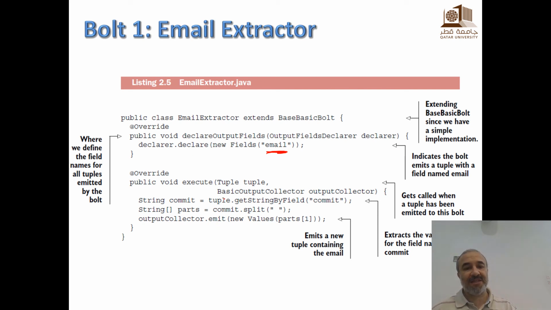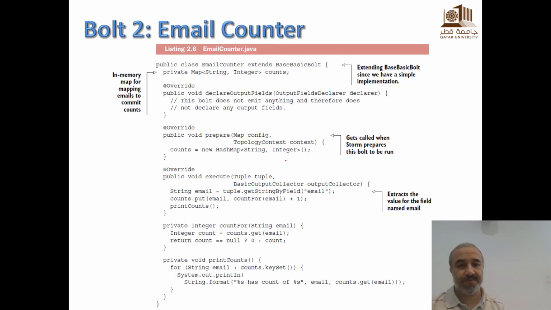Now this is bolt 1. It emits emails. If you remember, between bolt 1 and bolt 2 there was the fields grouping. So the tuples that have the same email will go to the same task, and we can actually count them. Now we'll see the code for the email counter.